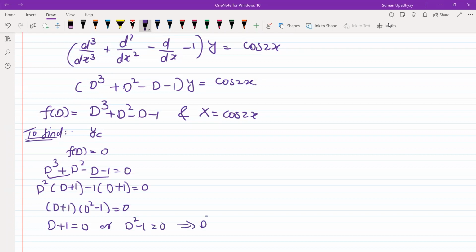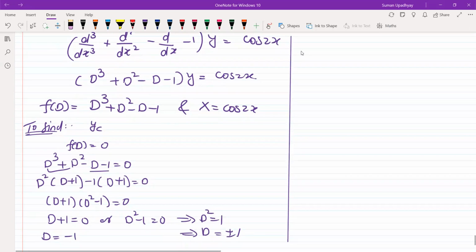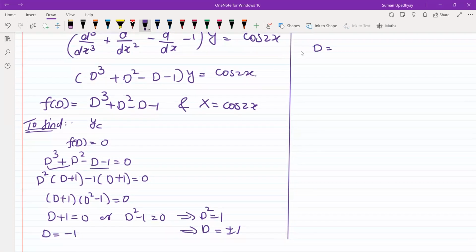If you solve it, you will get d square equals 1, so the values of d will be plus minus 1. And from here, I'll get d equals minus 1. So what are the roots over here? The roots are 1, 1, minus 1. Is this correct? No, no, no. Minus 1 has come 2 times. So 1, minus 1, minus 1.